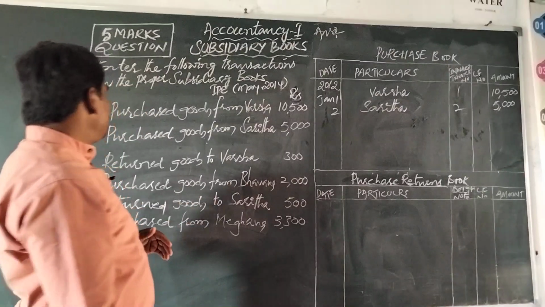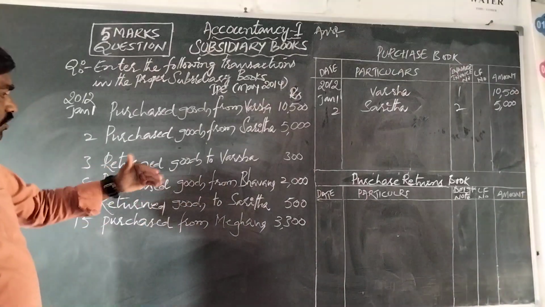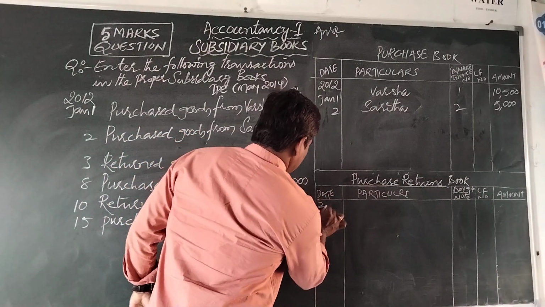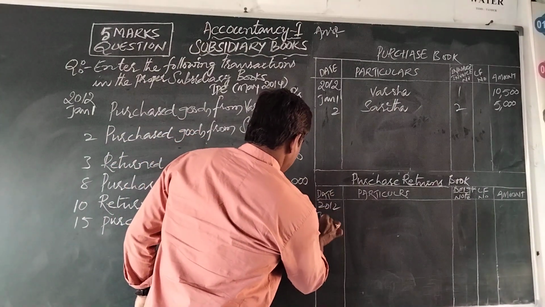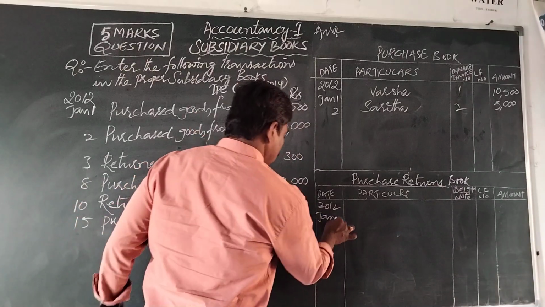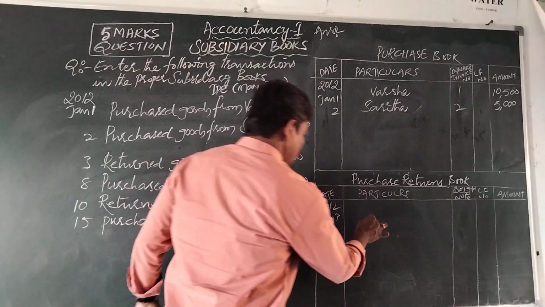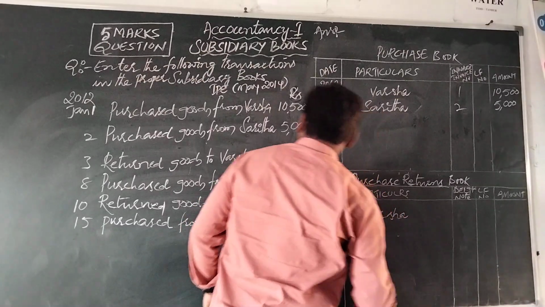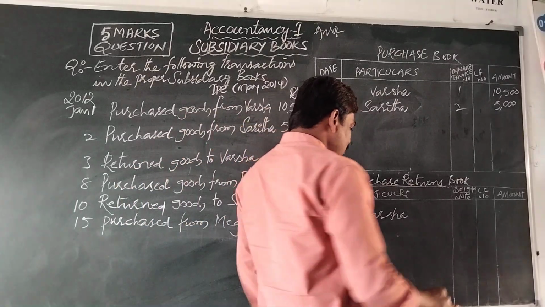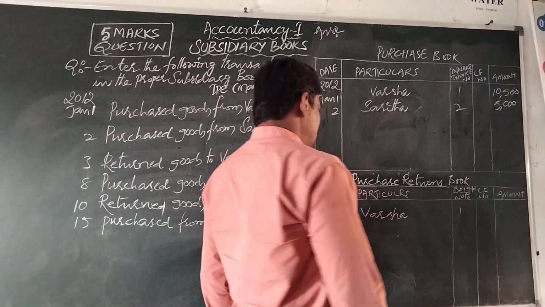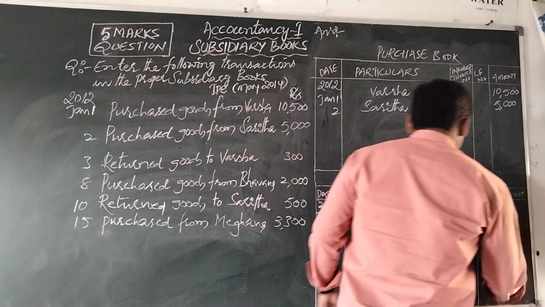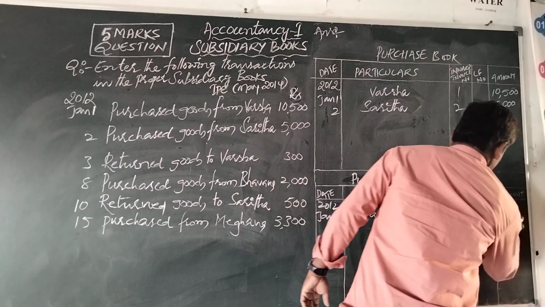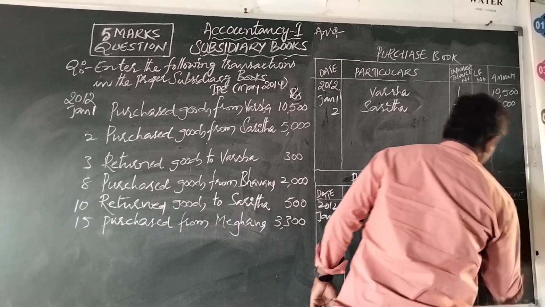Okay, come to the next one, third, January 3rd, return goods to Varsha. On January 1st we purchased goods, and those goods are returned to Varsha. So we write this in the purchase returns book. 2012 January 3rd, to whom we return, Varsha. Here write Varsha, debit note number, an imaginary or assumed number you can give, so that is 1, and the amount of rupees 300.